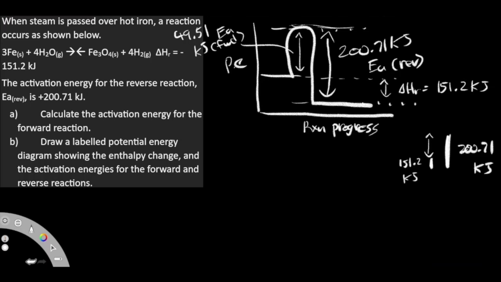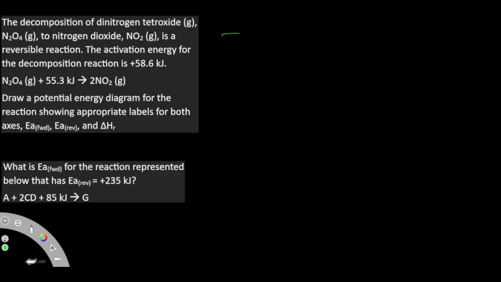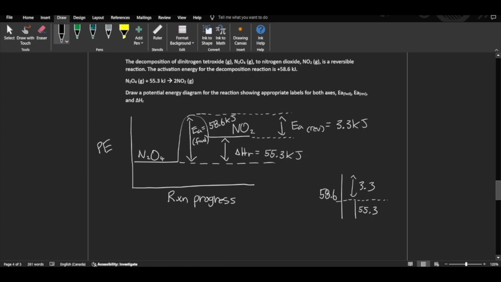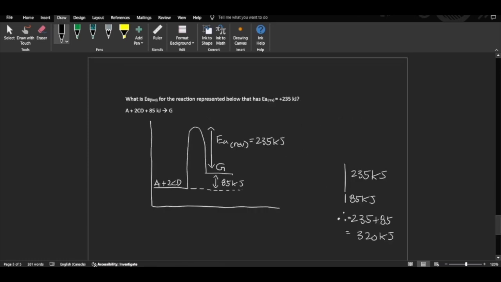So draw a labeled potential energy diagram, which I've done over here, showing the enthalpy change, which I've done there, activation energy for the forward reaction, and activation energy for the reverse reaction. This is complete. Right, so these here are our green questions of the day. Please give this a try on your own, pause the video, and I'll be giving you the answers shortly. This is the answer to the first question. This is the answer to the second question.